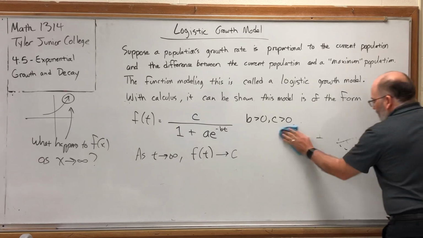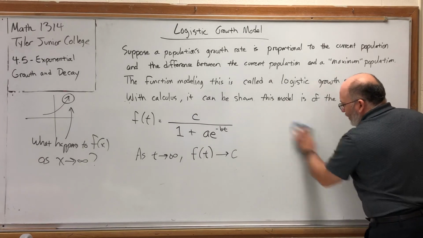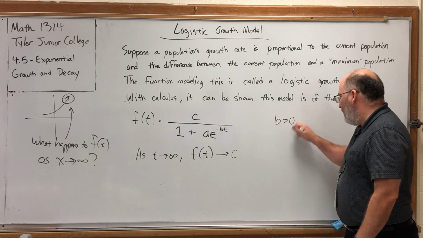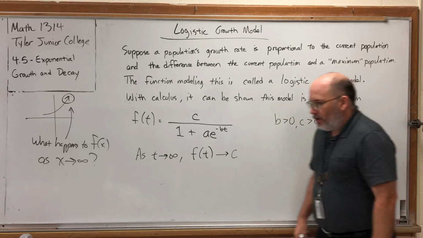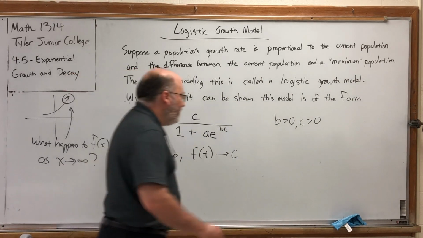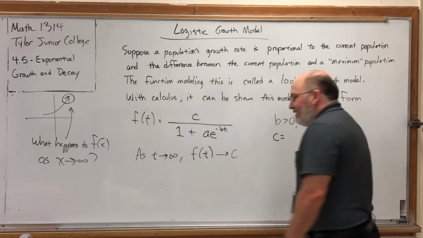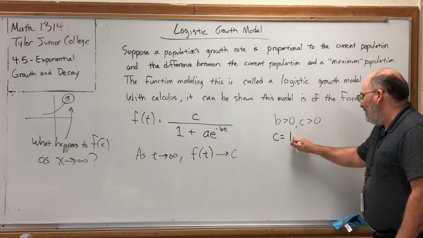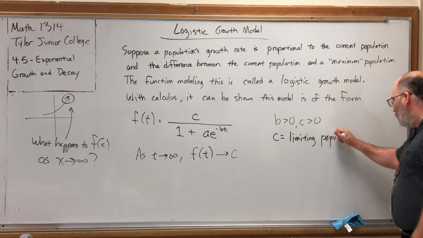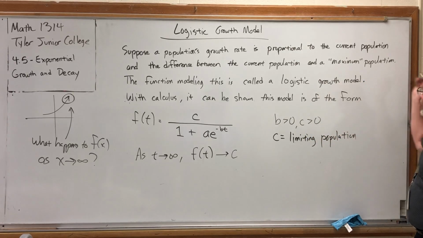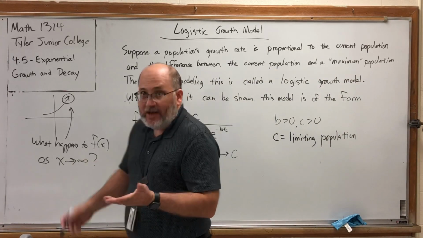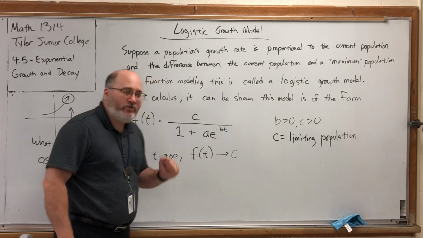So a logistic growth model takes care of the problem with an exponential growth model. A logistic growth model says, as time goes on, your population is going to approach c. That's why in a logistic growth model, the c is what's called the limiting population. It's what I casually alluded to in this setup as the maximum population. So in a city of 50,000 people, the number on top would be 50,000.